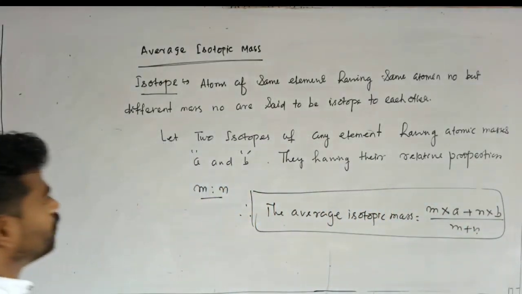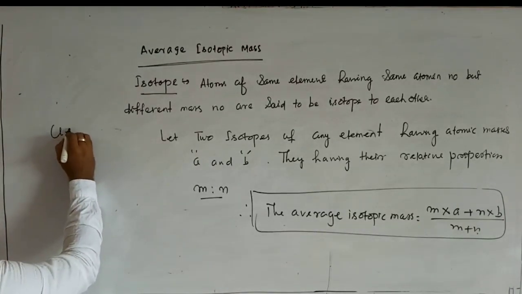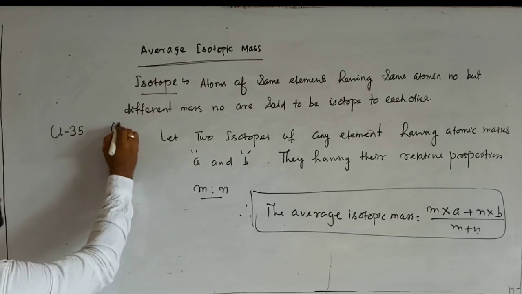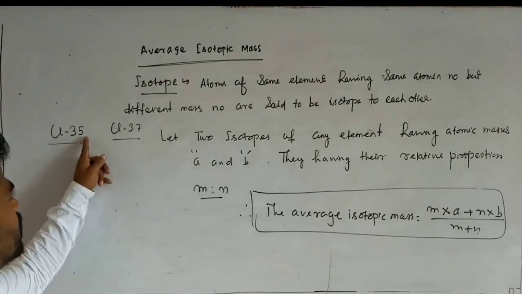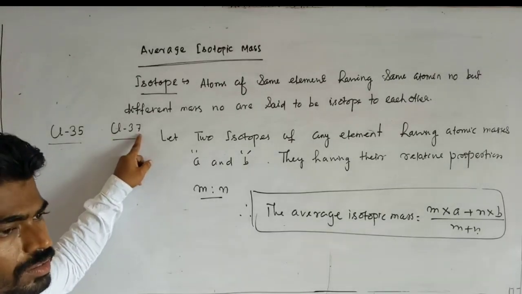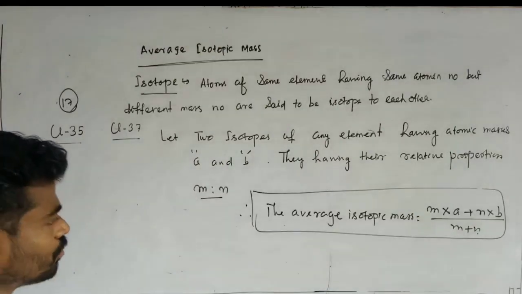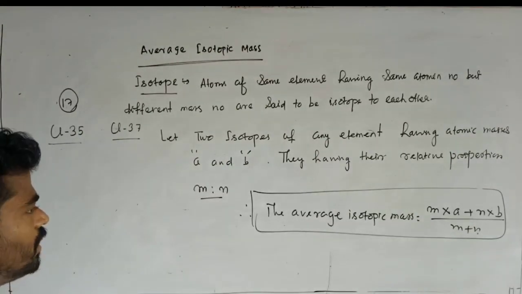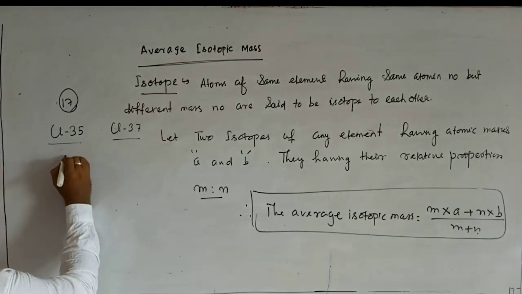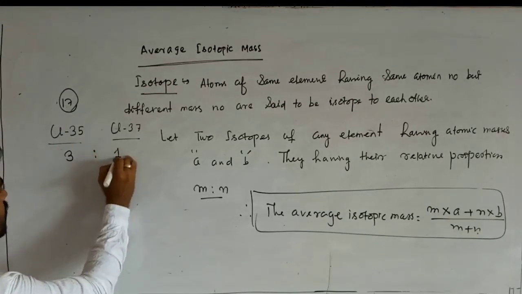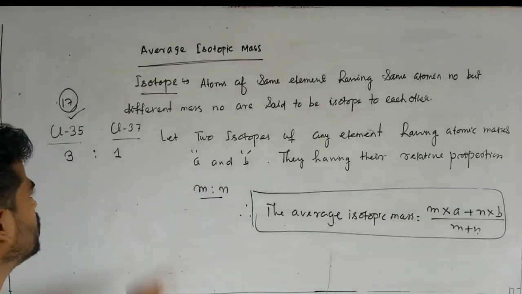For example, chlorine has two isotopes. One is Cl35, another one is Cl37. Chlorine has two isotopes with mass numbers 35 and 37, and their atomic number is 17. If you calculate the average isotopic mass, their relative ratio present is 3:1. So the abundance of Cl35 is more than that of Cl37.